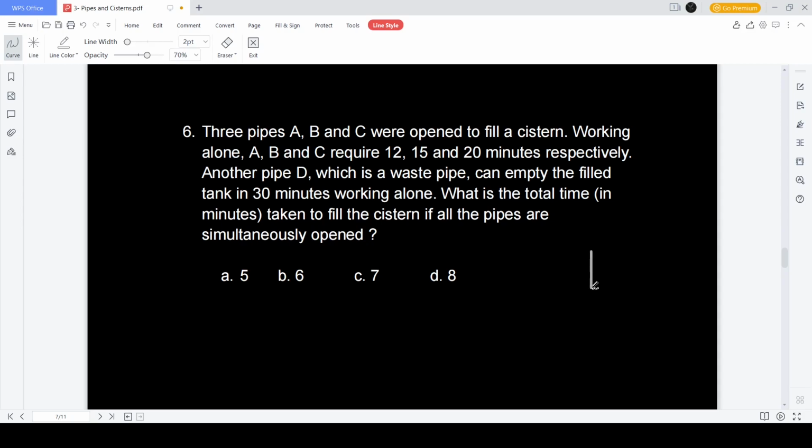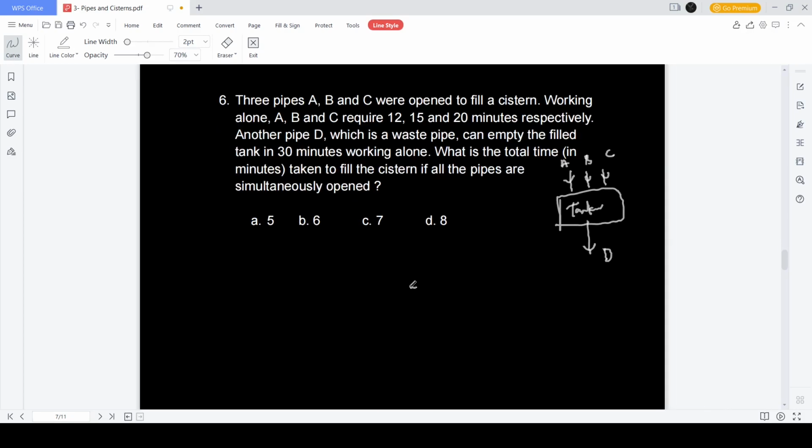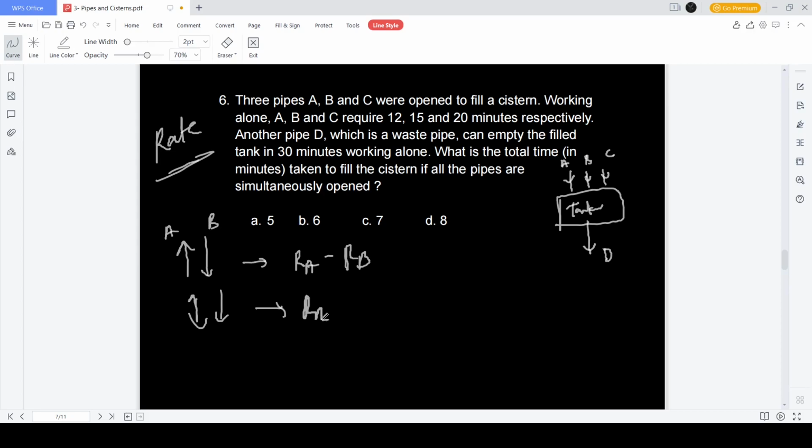To understand this question, think about the tank like this. A, B and C are the inflow pipes, and D is the pipe that is going out. Again it comes down to a rate question only. If two objects are acting against each other, we have to subtract their rates. It becomes RA minus RB if this is A and this is B, and if they are working together, then it becomes RA plus RB.